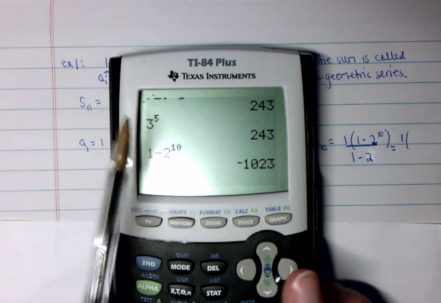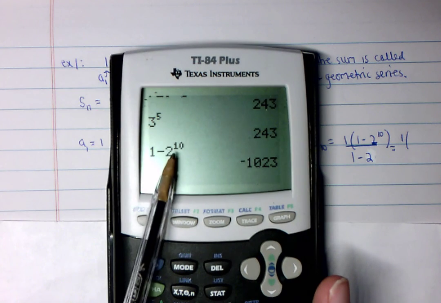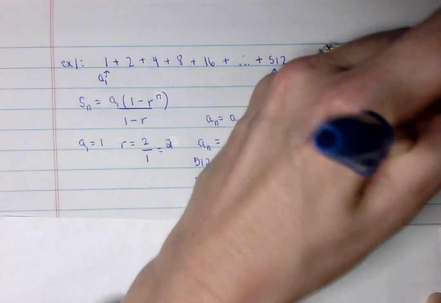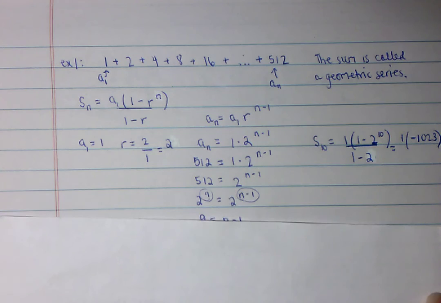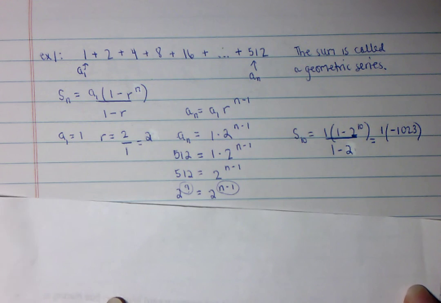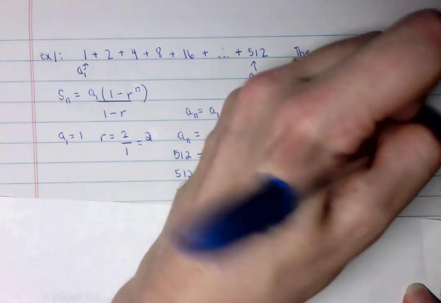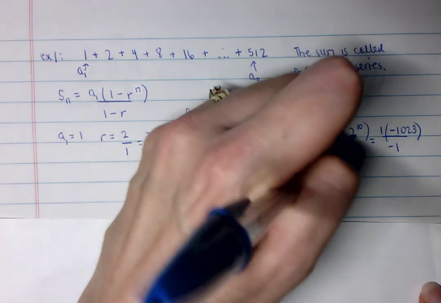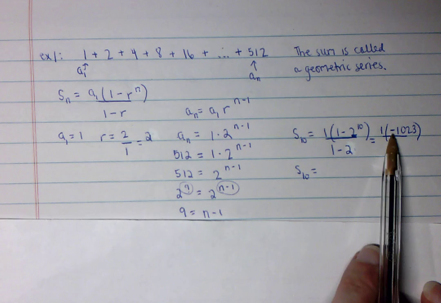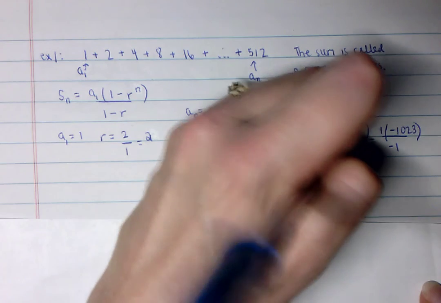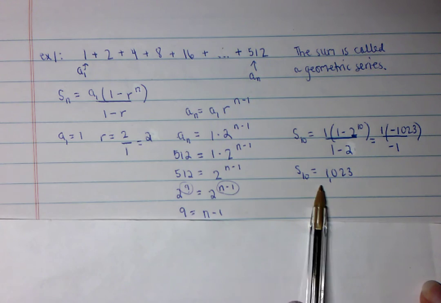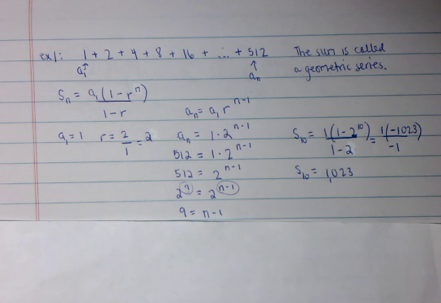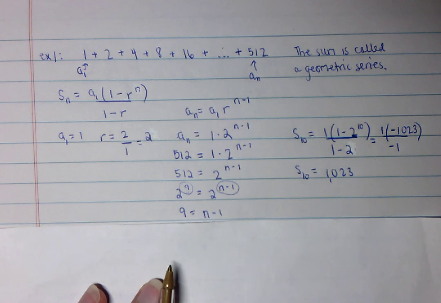When you plug this in your calculator, you actually get, so look at that right there, 1 minus 2 to the 10th power. That gives you negative 1,023, okay? And then 1 minus 2 is negative 1. And then the final answer, if you do negative 1023 divided by negative 1, you're going to get 1023. So that's the sum of all 10 terms in this series. So this is a little bit nicer than that other example that we did with fractions. So I hope this helps.